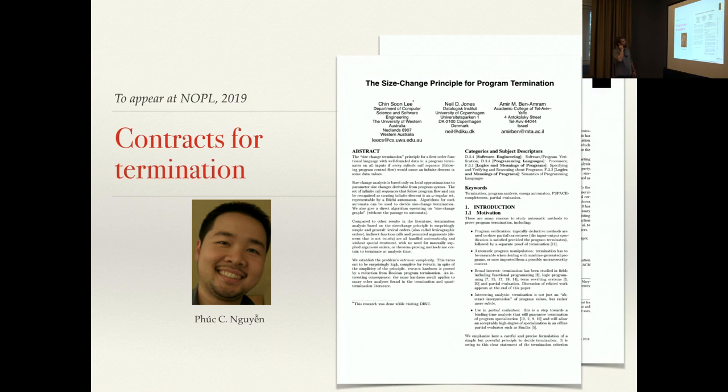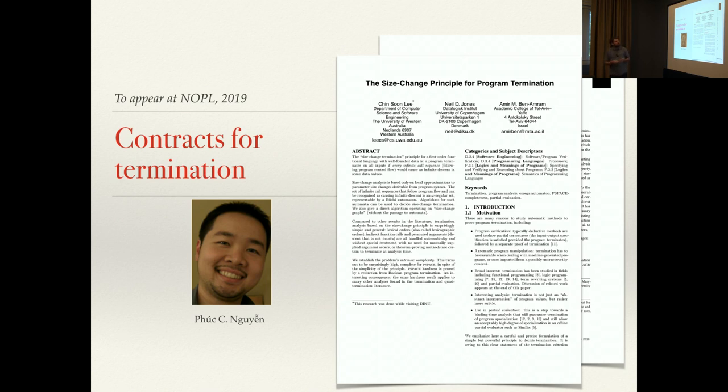And we started with this classic paper, the size change principle for program termination. And if you look at this paper, what it's about is proving that programs terminate. And the approach that it takes is, first, you abstract the program into a graph, basically a call graph, think of it. And then you check this property about paths in the graph that they have this size change property.